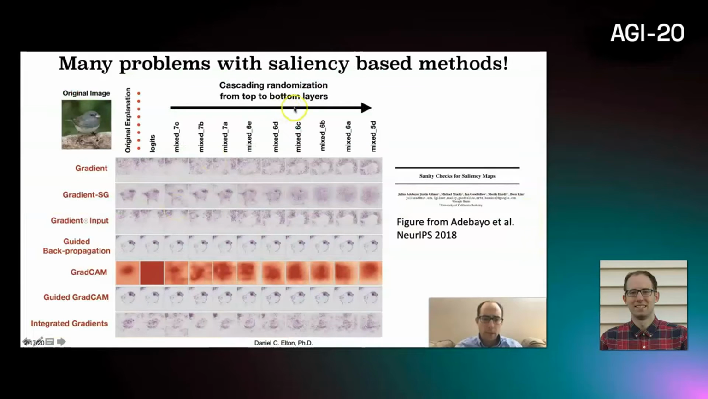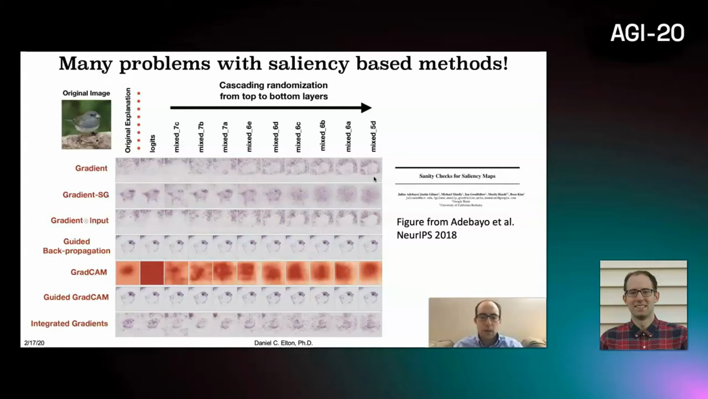But there's some major problems with saliency-based methods. There's a great paper called Sanity Checks for Saliency Maps. And one of the things they show is that when you start randomizing different layers in the neural network, the interpretation heat map often will not change. So as we go left to right here, we're randomizing more and more layers starting from the topmost layer. And what we see is that with a lot of these methods, the interpretation doesn't really change.